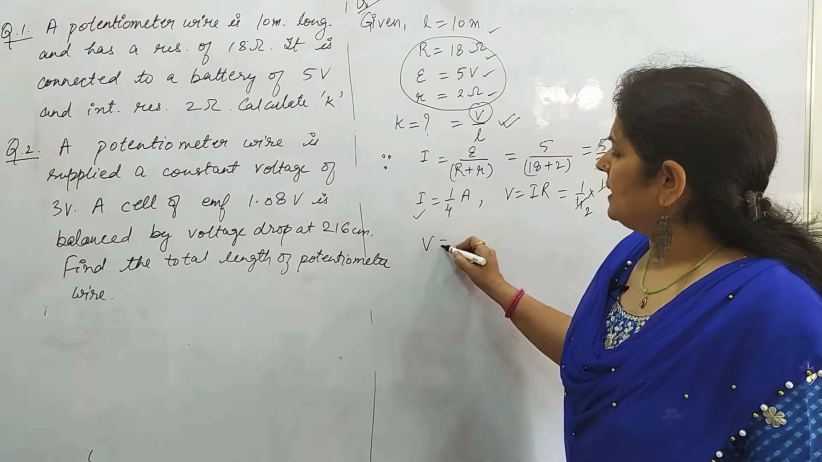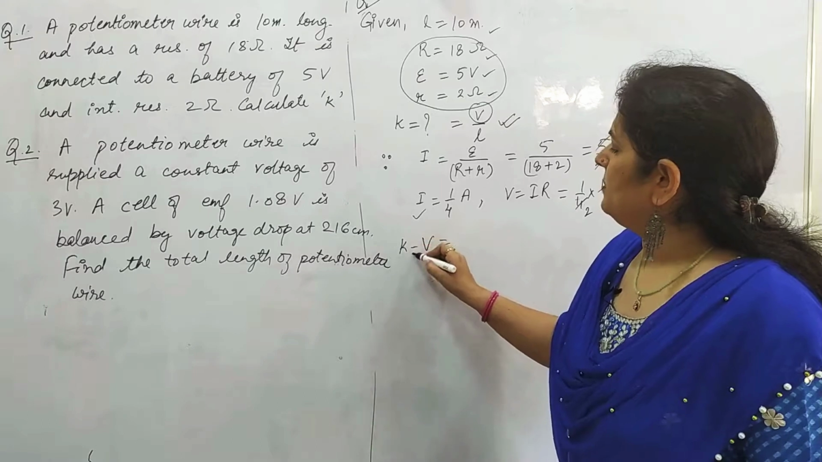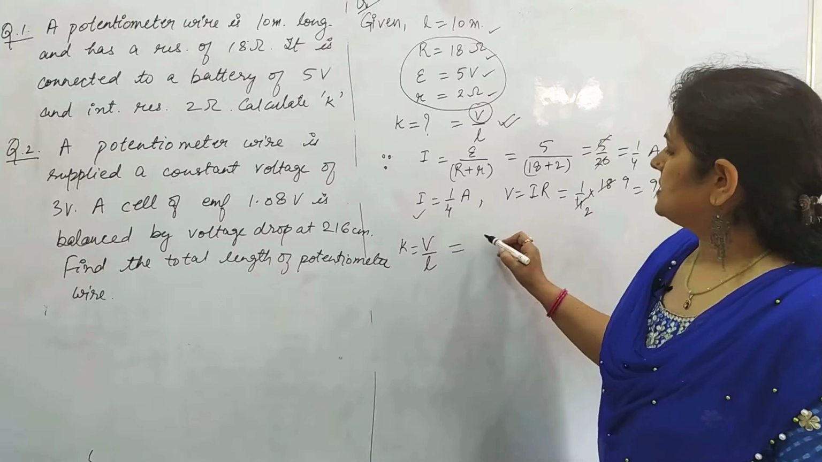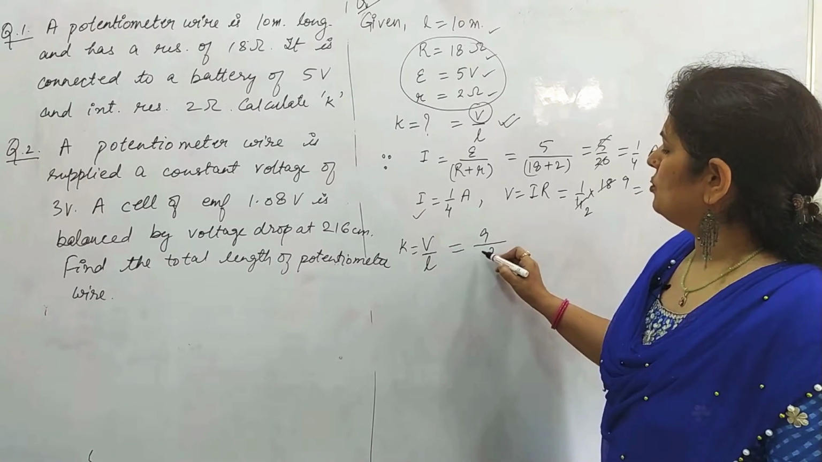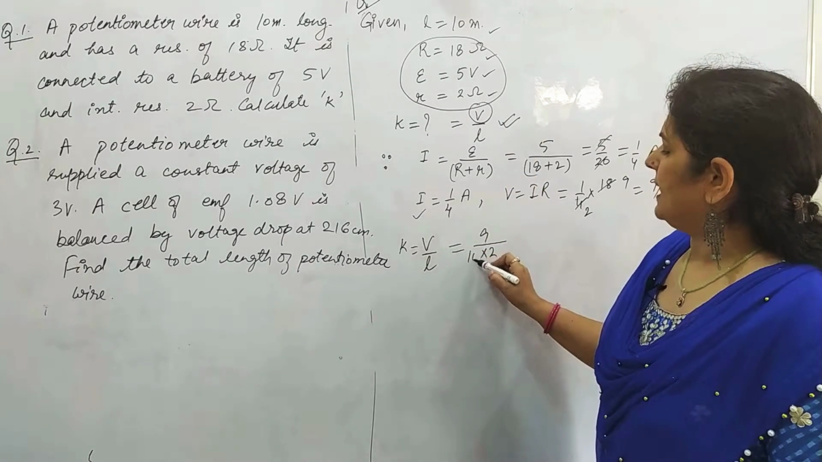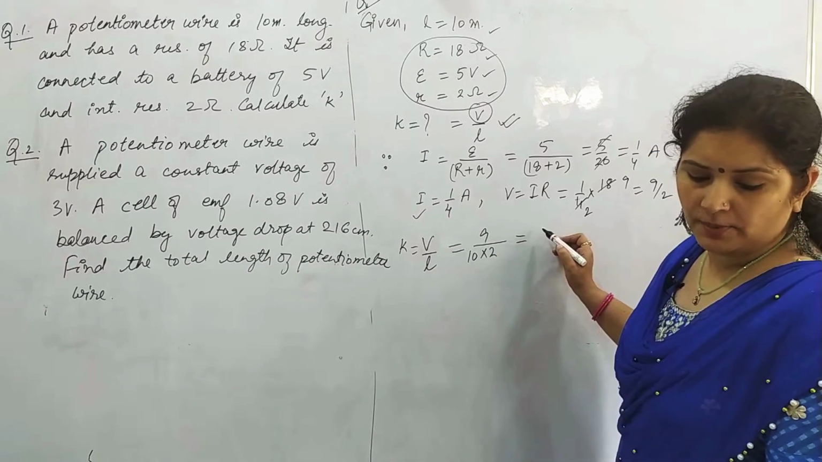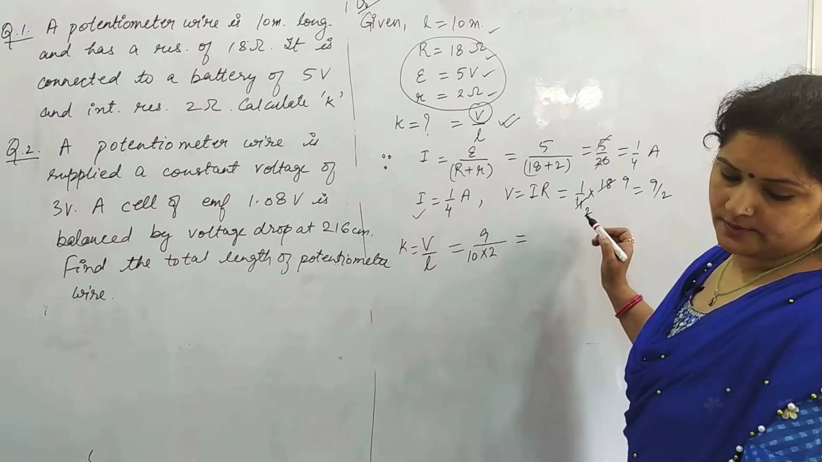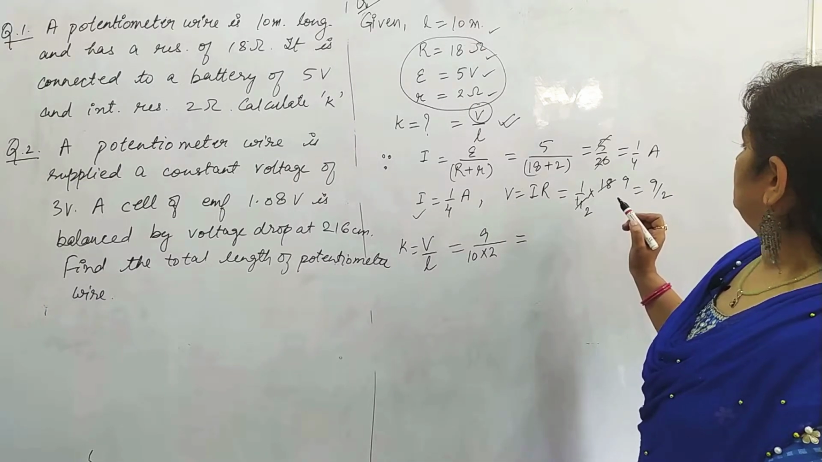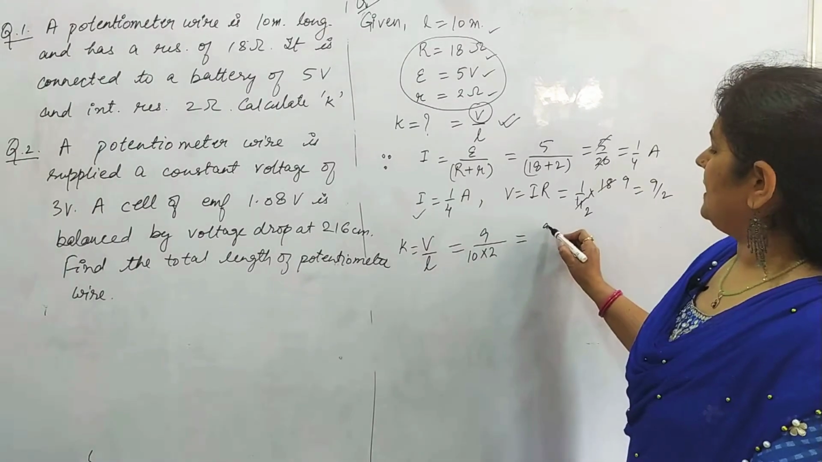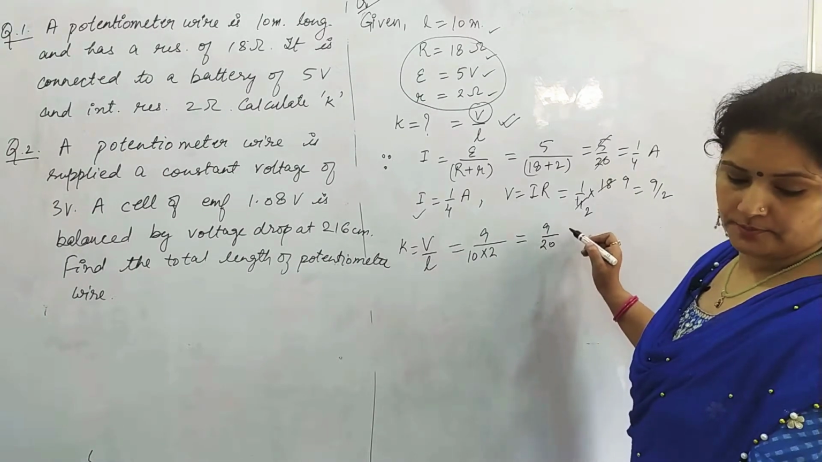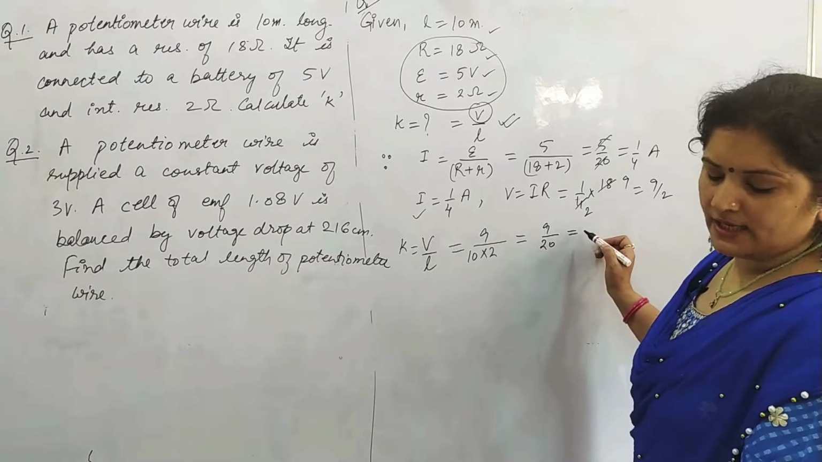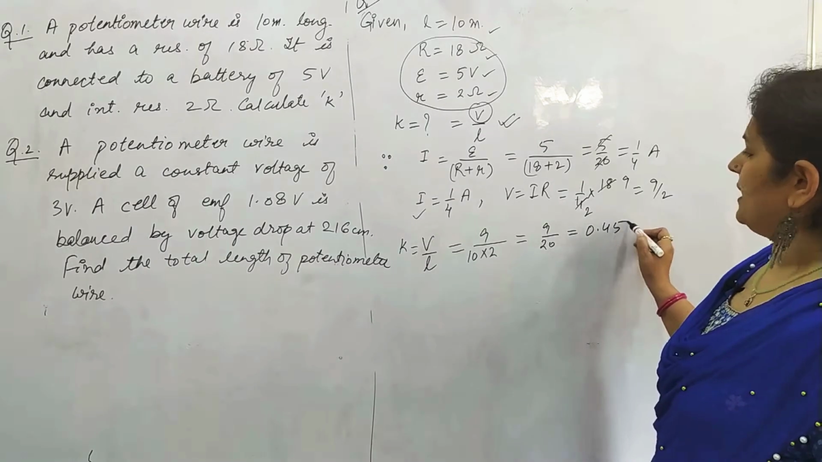How to find the potential gradient? K will be V by L. So what is V? V is 9 by 2, divided by L. L is already given, 10. So what will be your answer? Your answer will be 9 by 20. So on solving you get it as approximately 0.45.